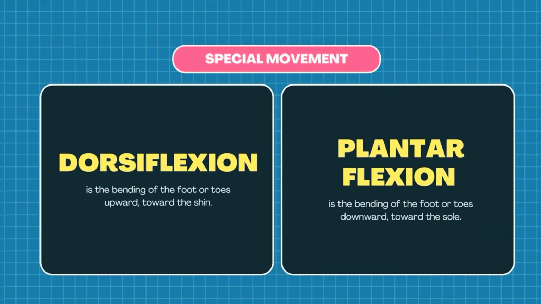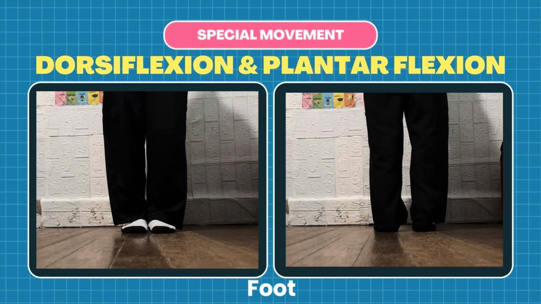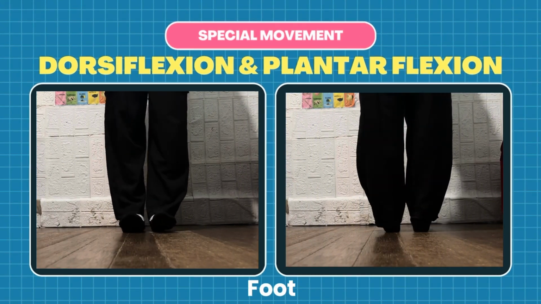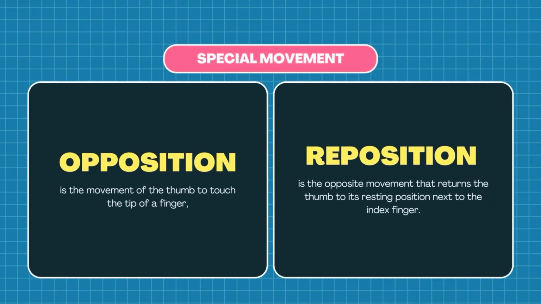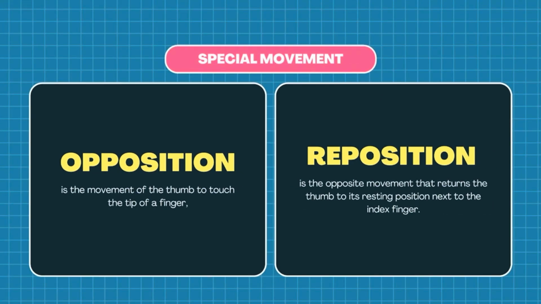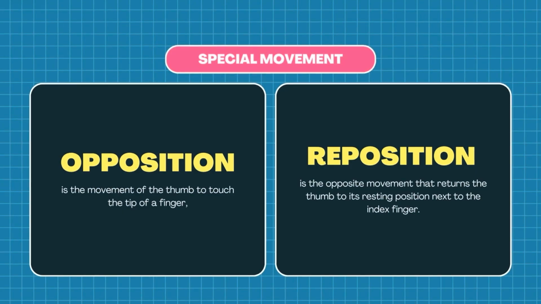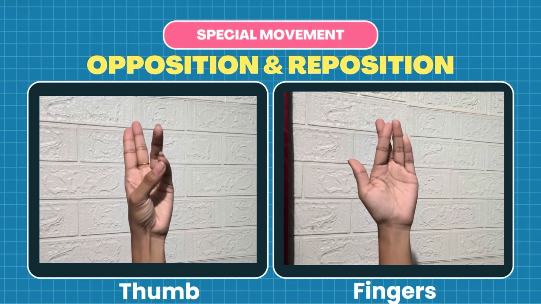Next, dorsiflexion. It is the bending of the foot or toes upward towards the shin, while plantar flexion is the bending of the foot or toes downward toward the sole. Also, opposition is the movement of the thumb to touch the tip of the finger, while reposition is the opposite as it returns to its original form.